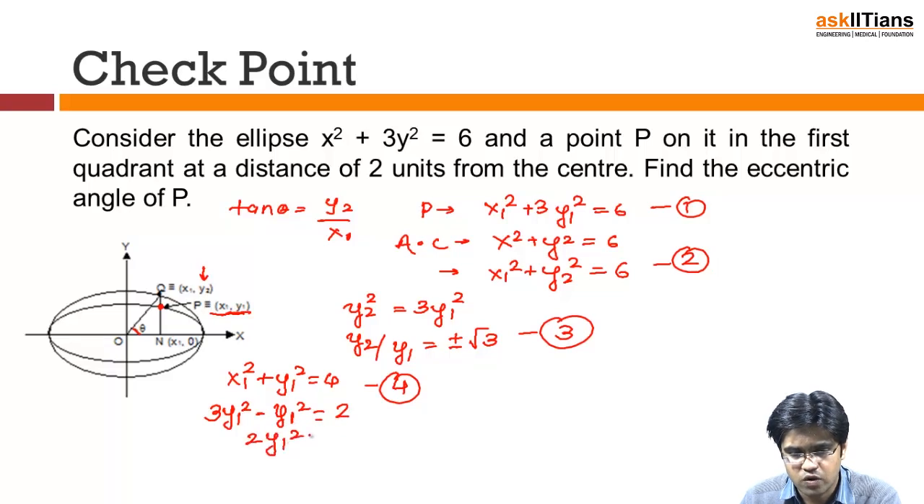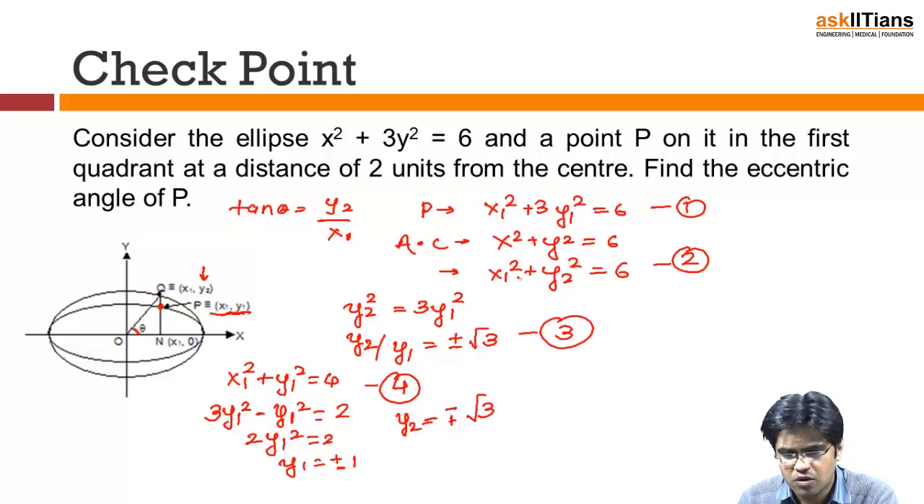So 2y1 square is 2. That means y1 is actually plus minus 1. If y1 is actually plus minus 1, that means y2 is again minus plus or plus minus, it's either ways, it's again root 3. Now we need x1. How to get x1? This is the condition, how to get x1. Because what do we need? y2 by x1. So we put value of any one, let's say put value of y1 or put value of y2 here.